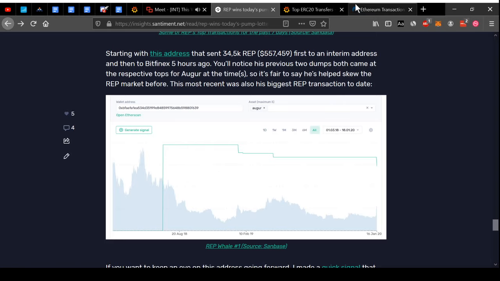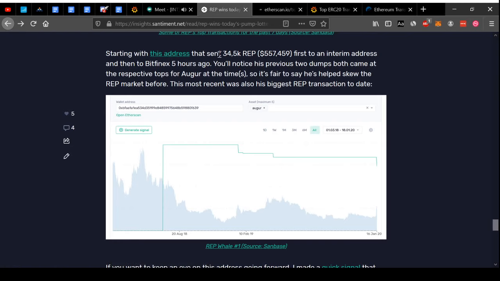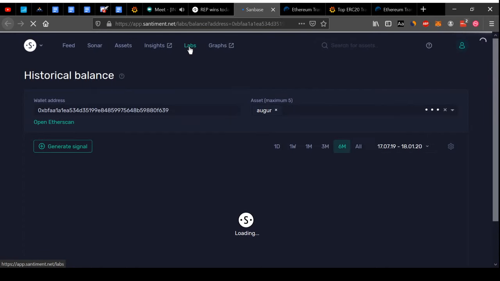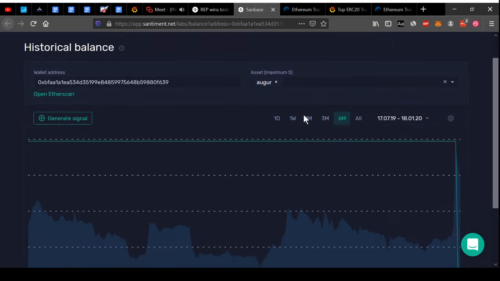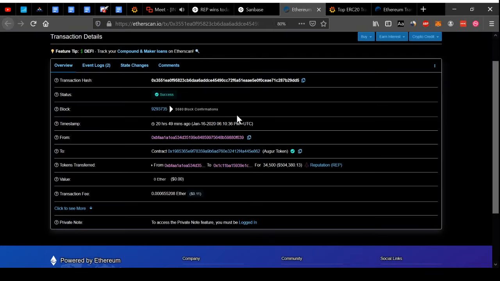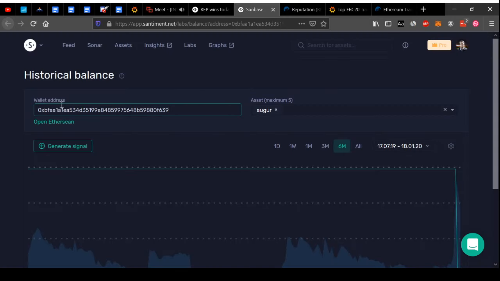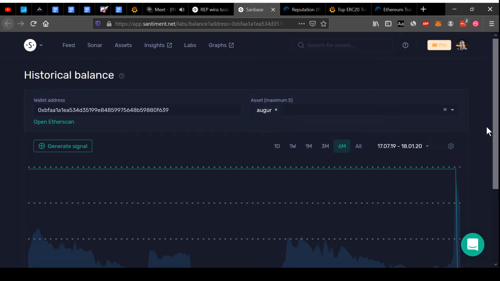The first address that I was able to find by looking at these, I think it's this transaction right here. It sent 34.5 thousand REP first to an interim address and then to Bitfinex about 5 hours ago. One of the things you can do is use this tool called historical wallet balance. You go to app.santiment.net, go to Labs, and click on historical balance. This is already loaded up here. This is the initial address. You can just select that address, copy it here, and add it to our tool, and it will show you the historical balance of basically any ERC20 coin that it's holding over time.